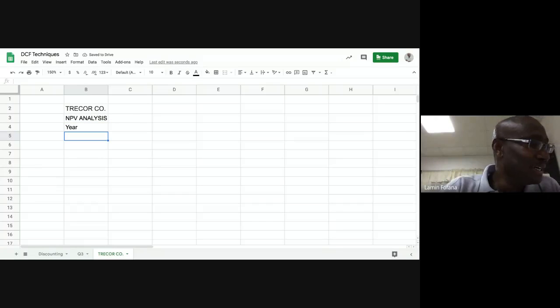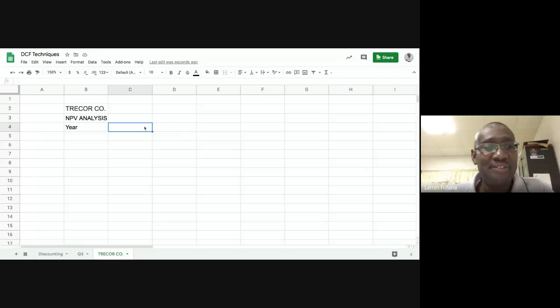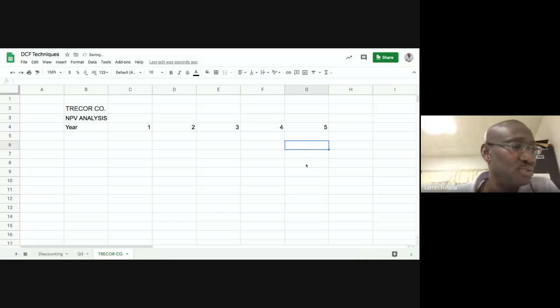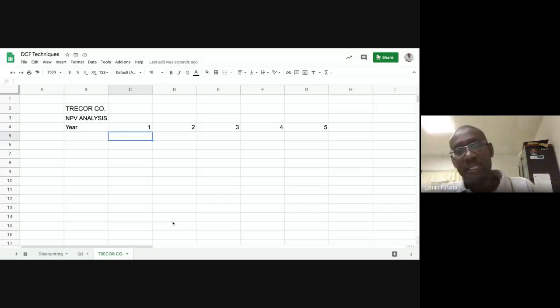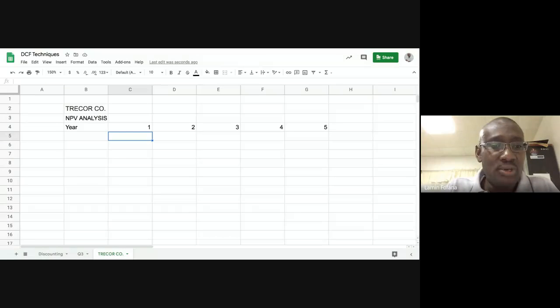So here we'll have year 1, year 2. The same thing, if we want other years, we highlight the first 2 and then we move. So up to year 5. And I hope we all know why we are doing year 5. So we do our dollar sign. We do our dollar sign.